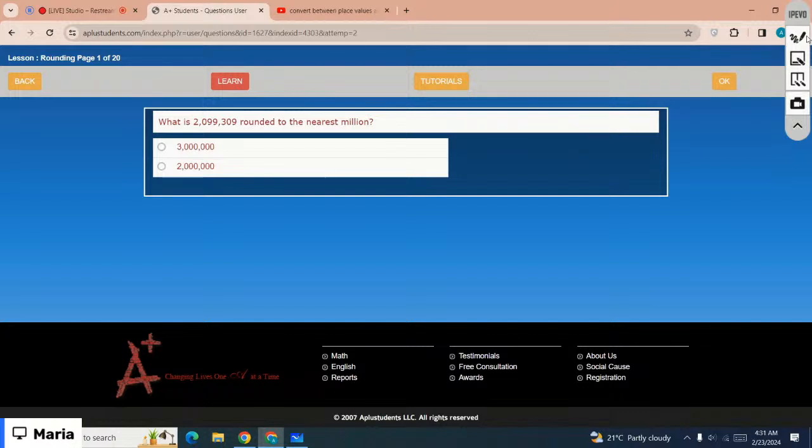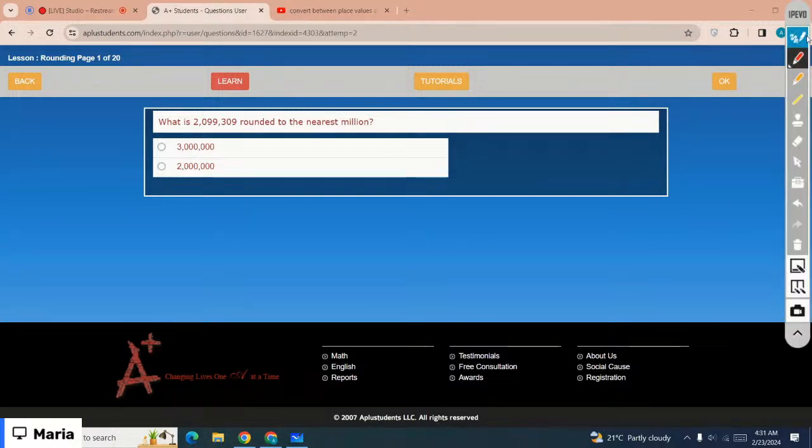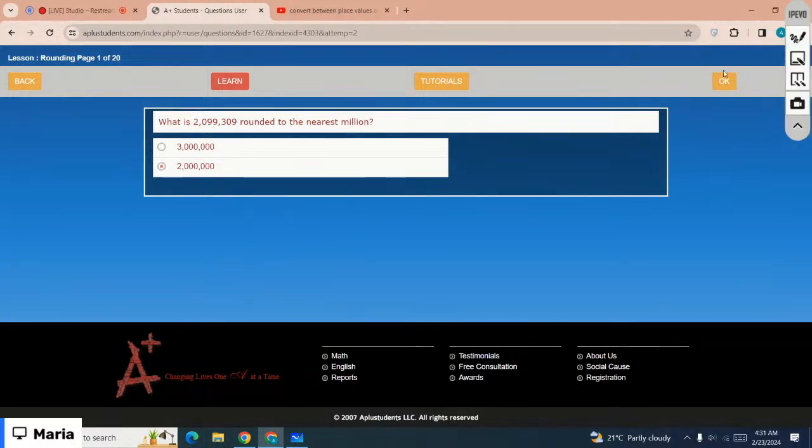So you have to look for the millions digit. The millions digit is 2, right? Look at the right hand side of the millions digit. You have a 0, and 0 is less than 5. If the number right next to the place value is less than 5, that means you round on the same digit, right? So 2,099,309 is rounded off to 2 million. The correct option is 2 million. Got it? The second one is the correct option, that is 2 million.